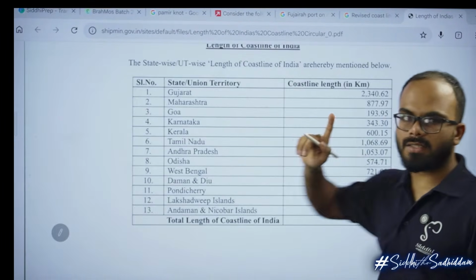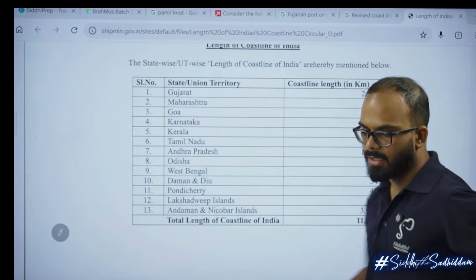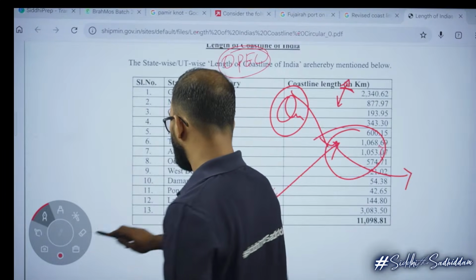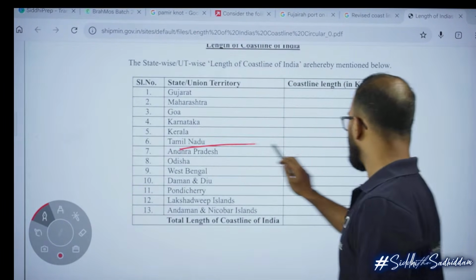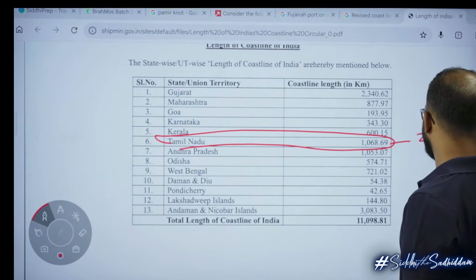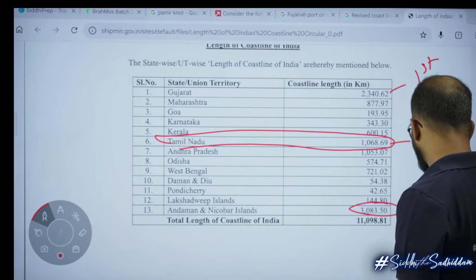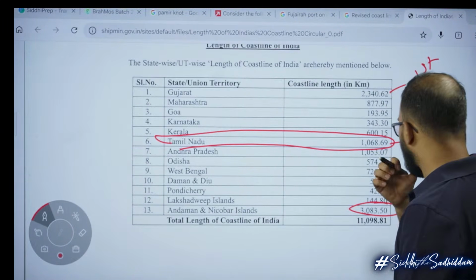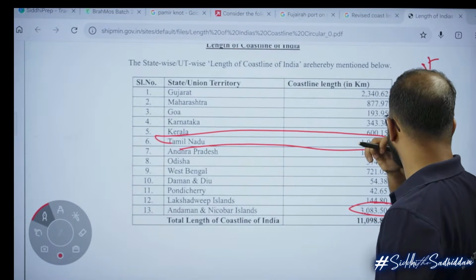So, first longest coastline is Gujarat. Second longest coastline is Andhra Pradesh. Sorry, it is Tamil Nadu. Let me see. Okay. So Tamil Nadu is second longest coastline. This is second. This is the first. And this is first in island. Then what is the smallest in states? It is Goa. Goa has not changed.